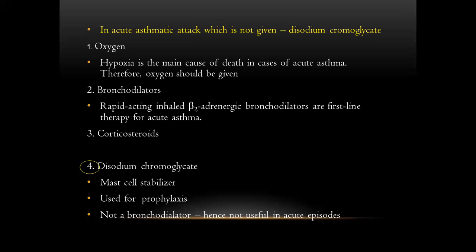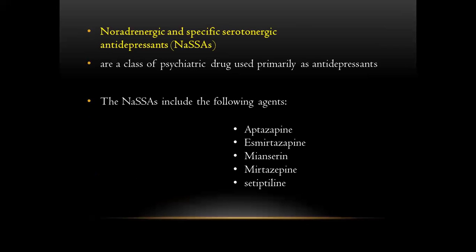And why is disodium chromoglycate not given? First, let's know about disodium chromoglycate. It is a mast cell stabilizer, so it is used for prophylaxis of asthma. It is not a bronchodilator, hence it is not useful in acute episodes. Now moving to the next question.